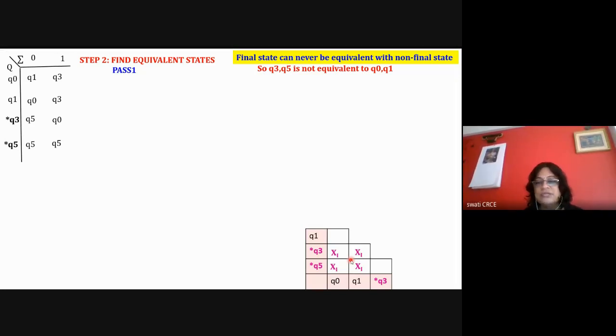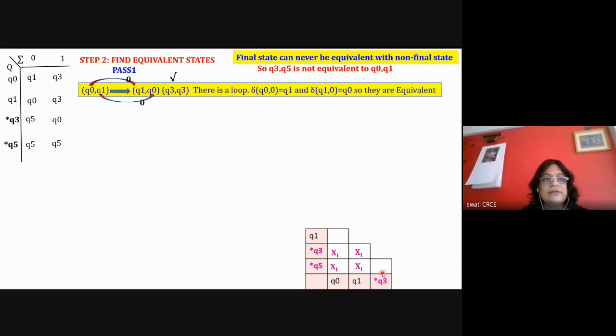Now I just have to check whether Q0 is equivalent with Q1, and whether Q3 is equivalent with Q5. So there are only two possibilities. Here I have marked it in yellow color to remember, because this is the exception condition. So what I'm doing here is trying to find out the equivalence between Q0, Q1, so I'm writing Q0, Q1 in the bracket.